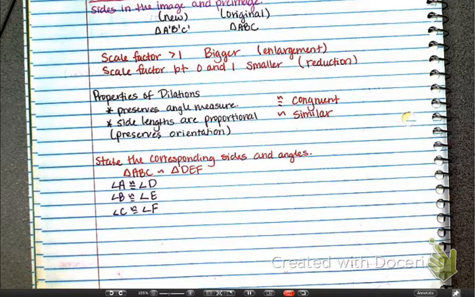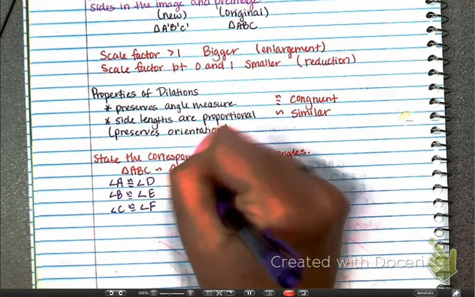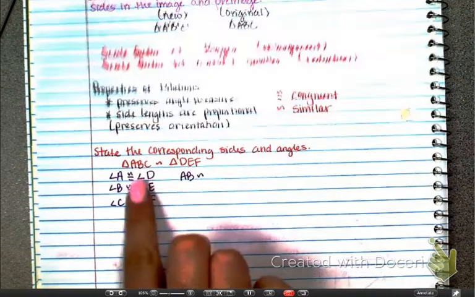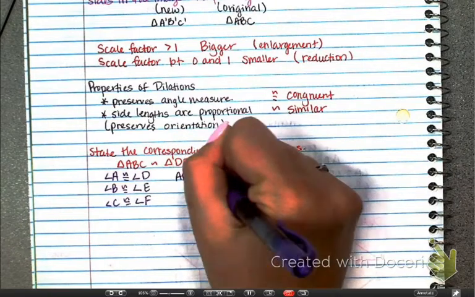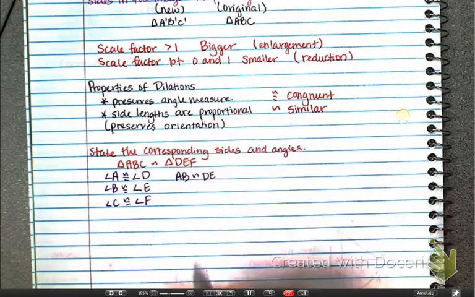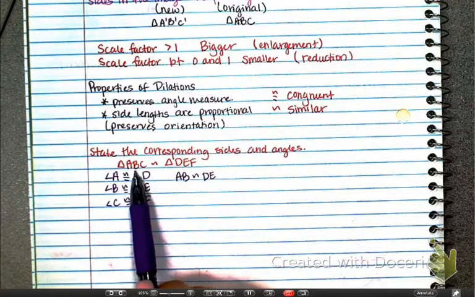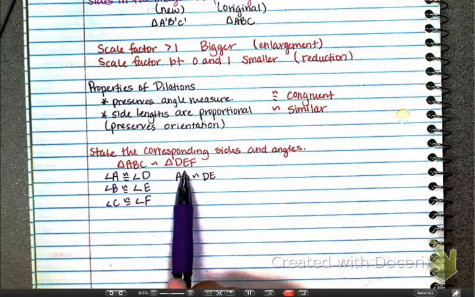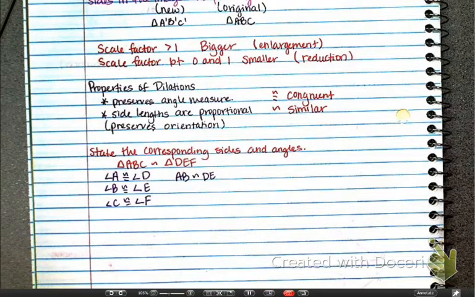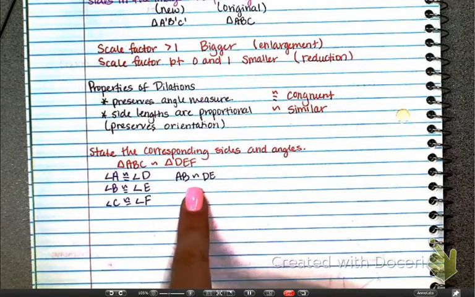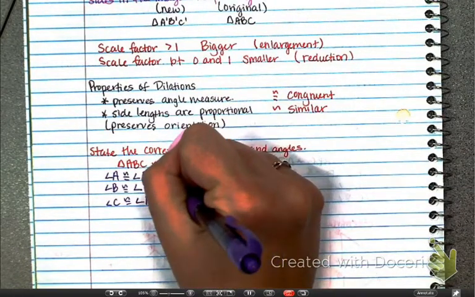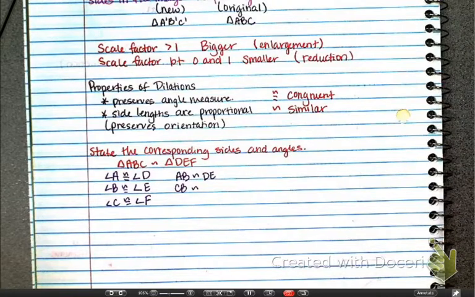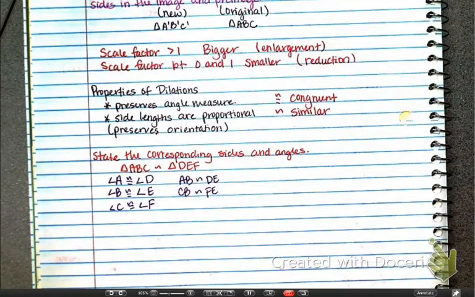Now, side lengths. AB is going to be similar, so AB would be similar to DE, right? Because AB are the first two letters, DE are the first two letters. So AB is similar to DE. And again, we're using similar in this case because the sides are not the same, they're proportional. What if I give you CB? What would CB be similar to? FE, good. You need to make sure you use the letters in the appropriate order.